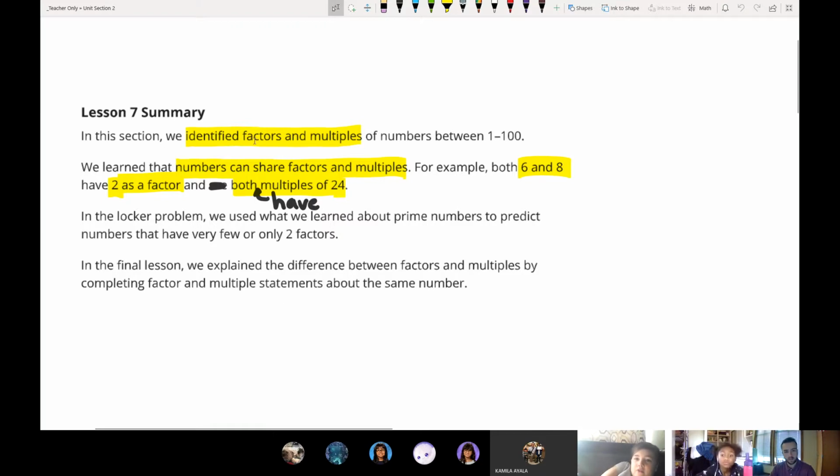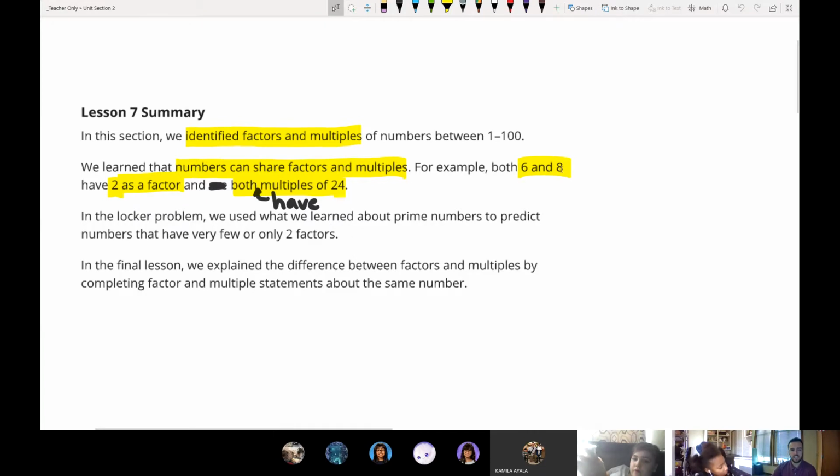We've already talked about in this section, we identified factors and multiples of numbers between 1 and 100. So we're going to discuss what it means to be a factor and multiple today. We learned that numbers can share factors and multiples. For example, both 6 and 8 have 2 as a factor, and both have multiples of 24. Okay, so I'm going to sit on this point for a second.